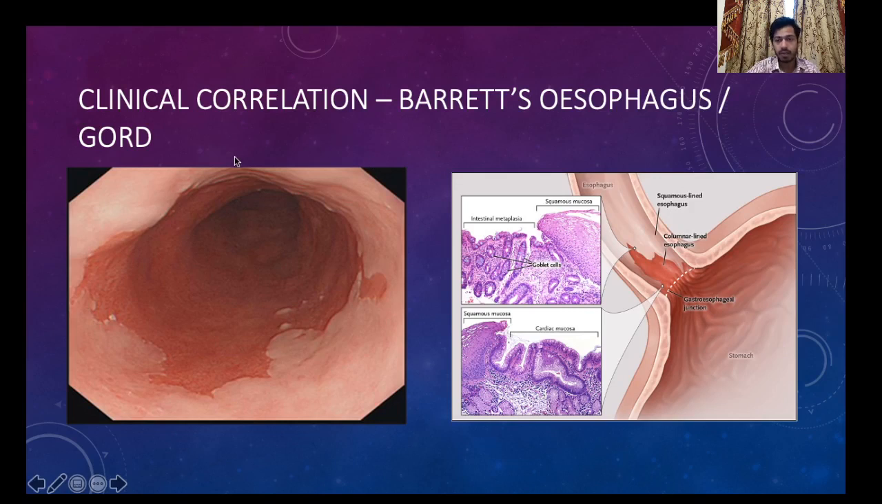Now, Barrett's esophagus is a pre-malignant lesion. So pre-malignant lesion meaning that it's basically a lesion which is, like the name says, just before cancer, which can possibly be seen in place before the cells start rapidly dividing and it turns into a cancer.